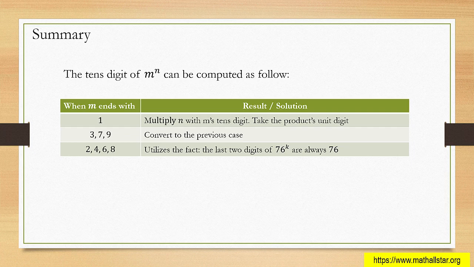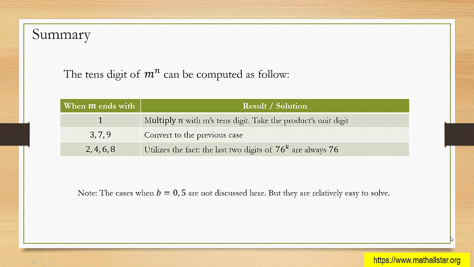When m ends with 3, 7, or 9, we can convert the problem to the previous case by some simple transformations. For example, the fourth power of 3 is 81, which ends with 1. We will discuss this in more detail later. The cases when m ends with 2, 4, 6, or 8 are more complicated. To solve these cases, we may need to rely on the fact that any power of 76 ends with 76. It will become clearer to you when we discuss an example later.